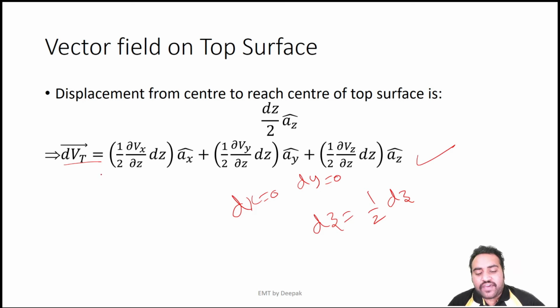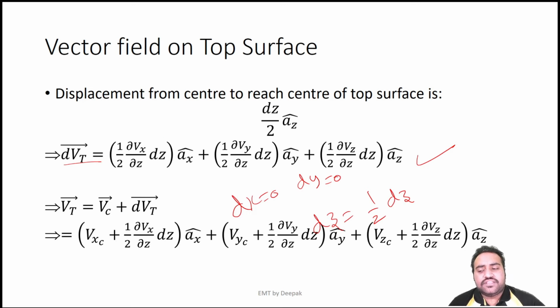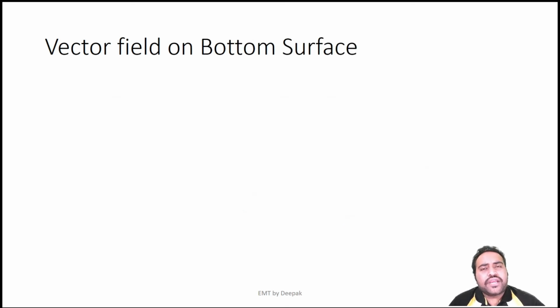So what is the value of vector field at the top? The value of vector field at top is equal to this, adding of the components. I hope it is easy to follow. Right? Now, let us look at the value of vector field on bottom surface.